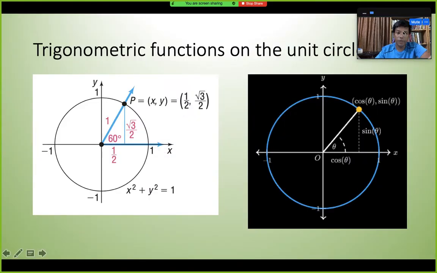Alright, so trigonometric functions on the unit circle. Let's look at this. You already know the first one is cos theta and the second one is sin theta when it is a unit circle. Just directly they will give us the value when it is a unit circle. And for 60 degrees, the value for sine is root 3 by 2, and for cos is 1 by 2, as you have seen here.